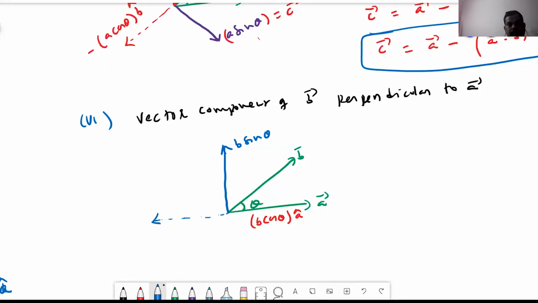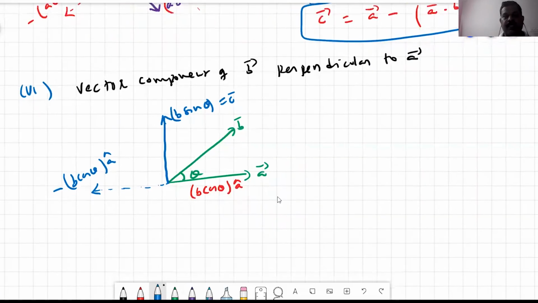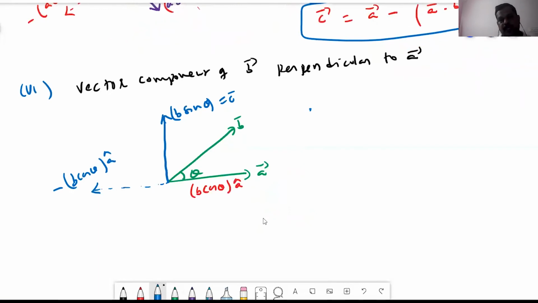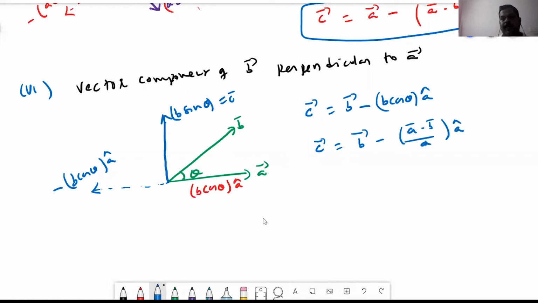When you reverse this, it becomes minus b cos theta times a cap. So b sine theta, again let's take this as some c bar. So c bar is the resultant of these two vectors. So I can write c bar is b bar minus b cos theta into a cap. So therefore c bar is equal to b bar minus (a bar dot b bar by a) times a cap.